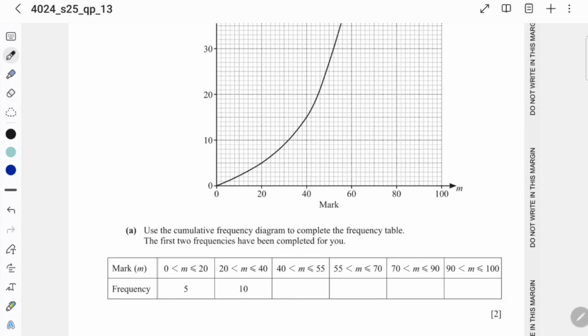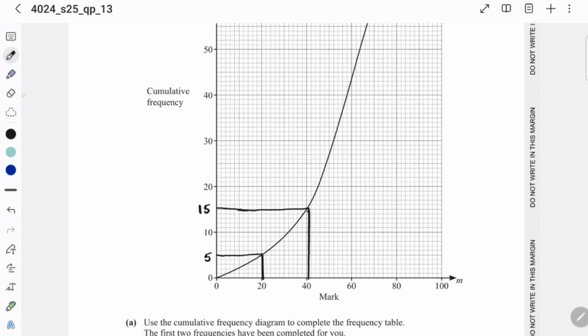The first 2 frequencies have been completed for you, and 0 to 20 is 5. Okay, let's see how much it is. So I'm drawing it. So this is 0 to 20, it's 5. Okay, the same thing I'll do for all the class widths. You can see here 20 to 40. So this is 20 to 40.